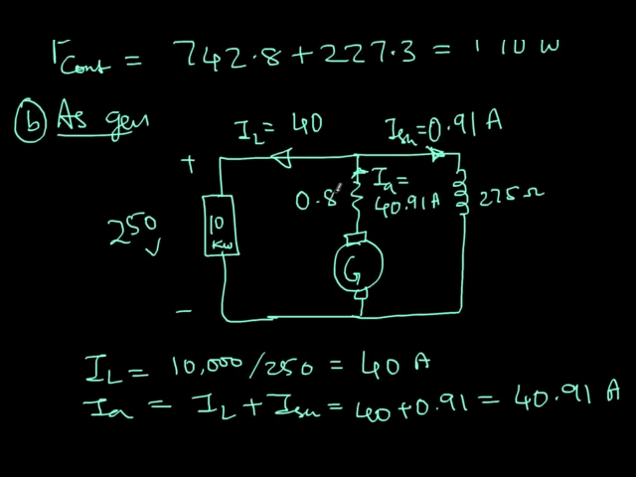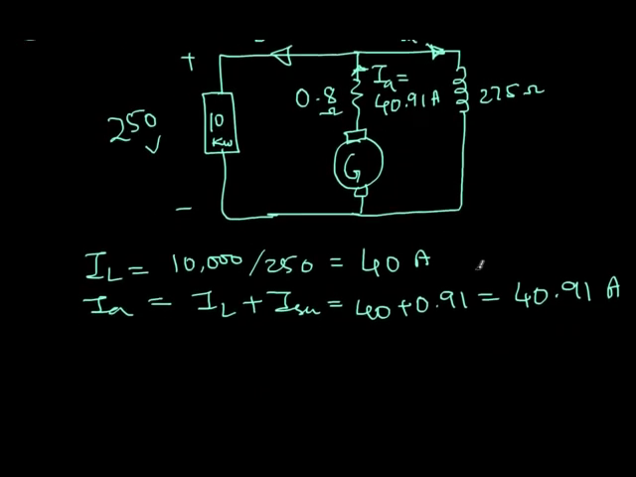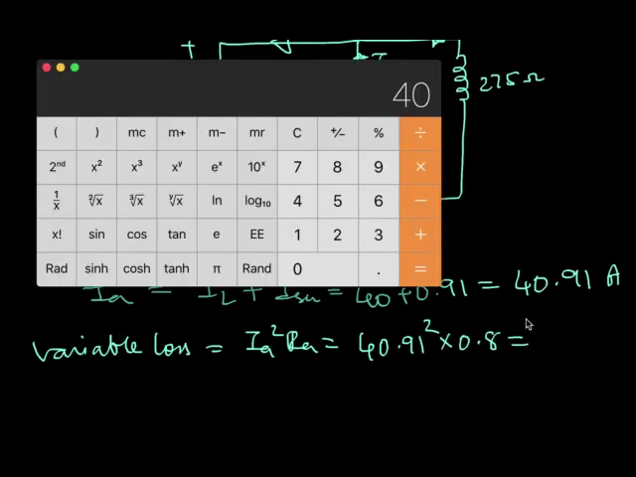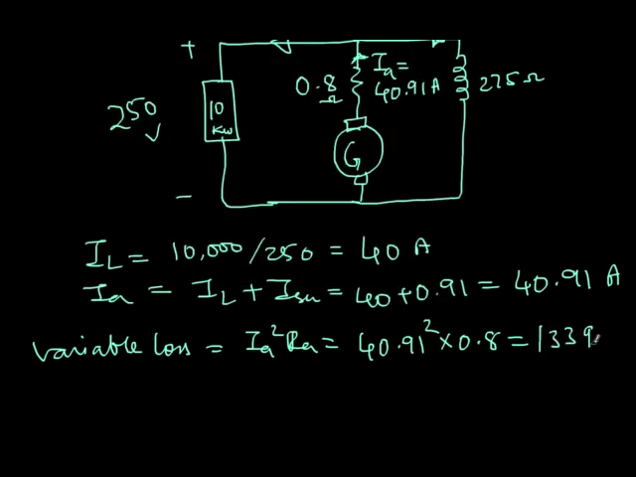And we know this is 0.8 ohms, the resistance is given. So therefore the variable loss is IA square RA. So that is 40.91 square into 0.8. So 40.91 square multiplied by 0.8, I got it to be 1339 watts.